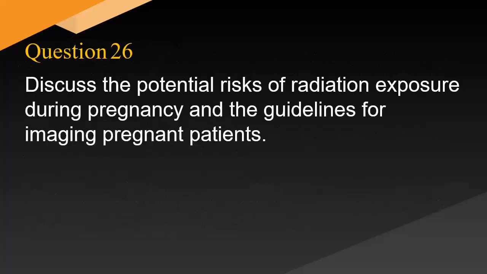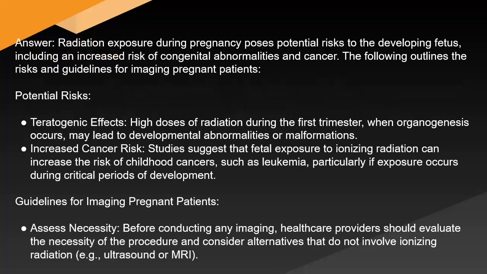Discuss the potential risks of radiation exposure during pregnancy and the guidelines for imaging pregnant patients. Answer: radiation exposure during pregnancy poses potential risks to the developing fetus, including an increased risk of congenital abnormalities and cancer. The following outlines the risks and guidelines for imaging pregnant patients. Potential risks: teratogenic effects. High doses of radiation during the first trimester, when organogenesis occurs, may lead to developmental abnormalities or malformations. Increased cancer risk. Studies suggest that fetal exposure to ionizing radiation can increase the risk of childhood cancers such as leukemia, particularly if exposure occurs during critical periods of development.